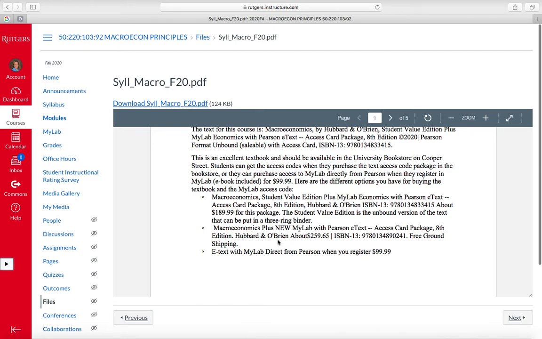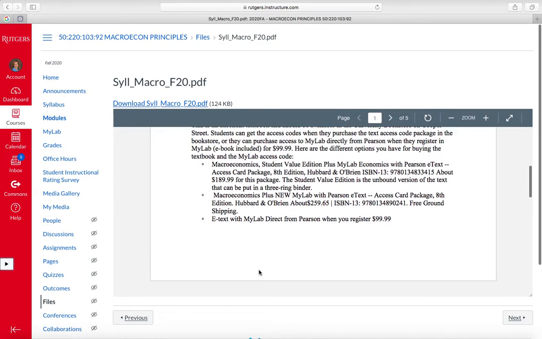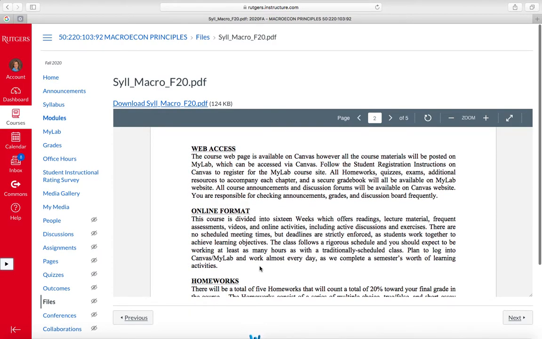You can choose one of these, and I don't have any preference as long as you have the access code, so you are able to access all the course materials here. The web access, everything that we need is through this website, which is Canvas. However, all the assessments, like the quizzes, assignments, exams, are on MyLab. You can access MyLab through here. When you click here, you will need to write down your username and your password. You will be able to get into the MyLab website.